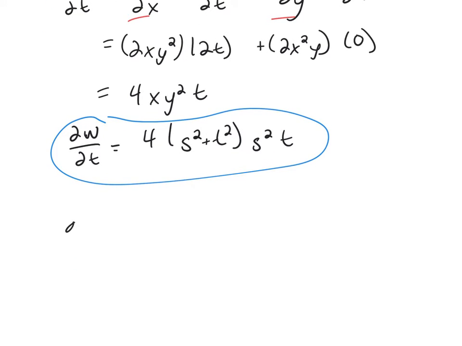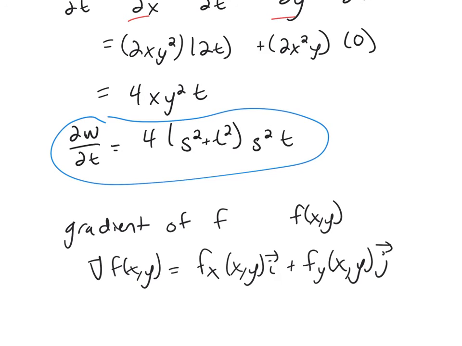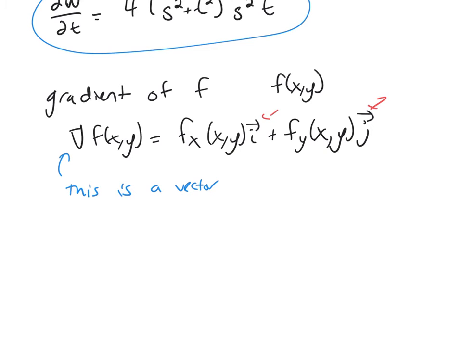Now we're going to move on to our next topic, the gradient of f. So remember that it's the partial derivative with respect to x i plus the partial with respect to y j. If f is just a function of two variables, then you're only going to have two components here, an i and a j. So remember that this is a vector. You can tell that because it has an i and a j. It's a vector. So let's look at an example.